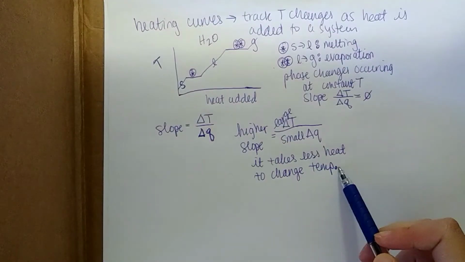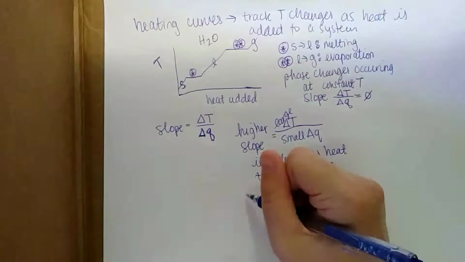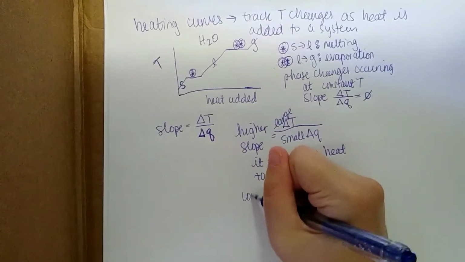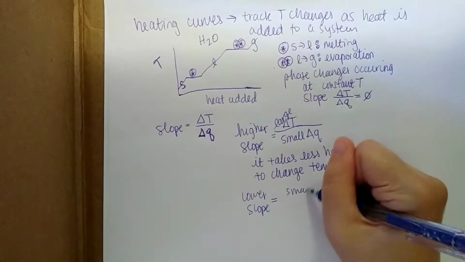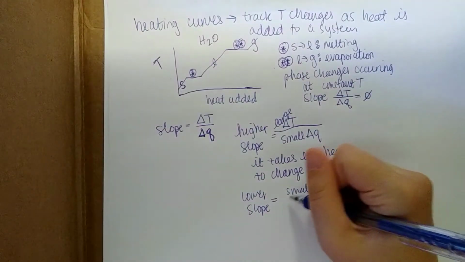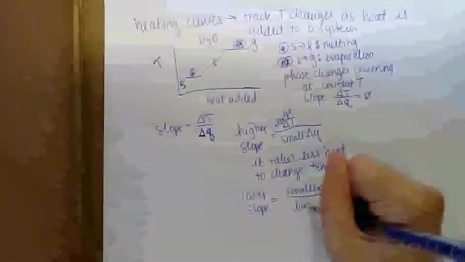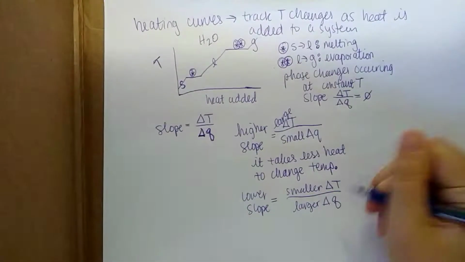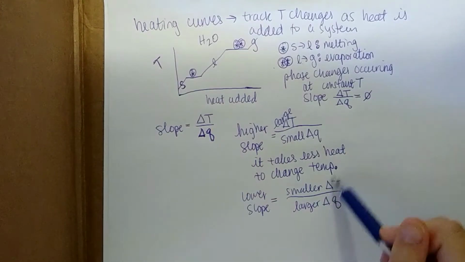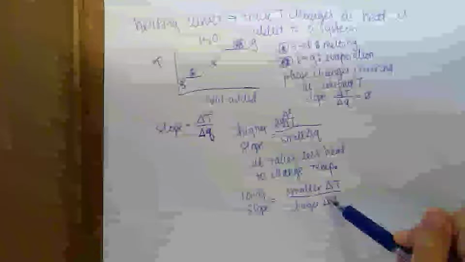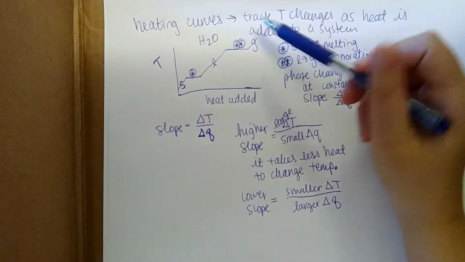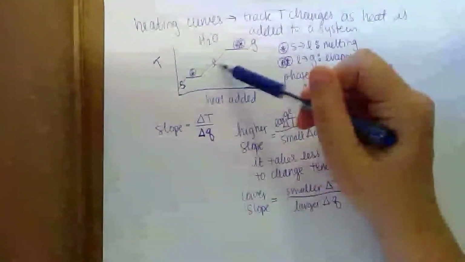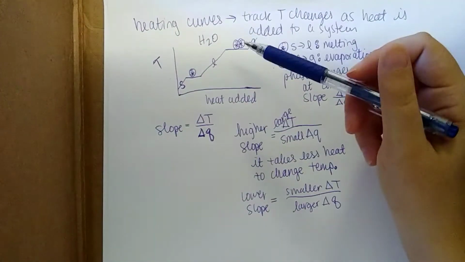And the opposite is true as well. So if you have a lower slope, that means you have a smaller change in temperature for a larger change in heat. So it's the exact opposite scenario. It's taking even more heat to change the temperature. So look out for that while you're doing the simulation, which phase is easier or harder to heat up.